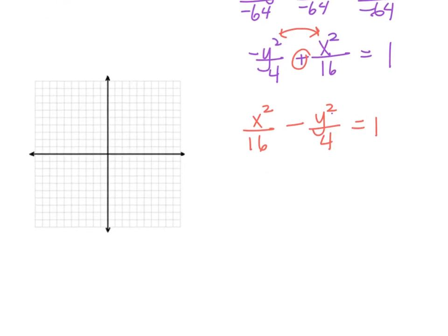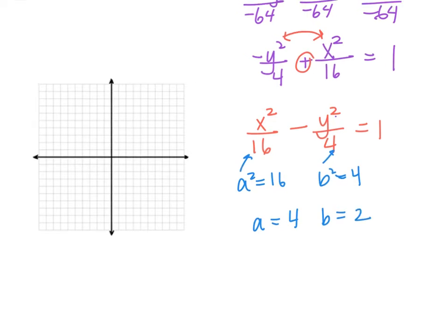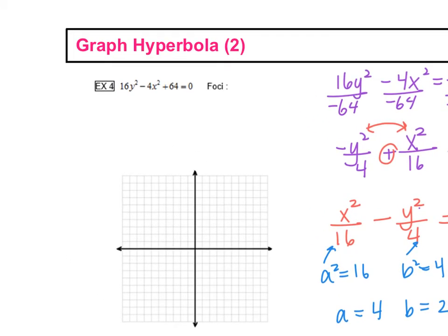All right, now that we have our equation set up in standard form, we can identify our a and our b. So a squared equals 16, b squared equals 4. Go ahead and square root both sides. a is equal to 4 and b is equal to 2. We're going to use the 4 and the 2 to find our foci over here. That's our equation, c squared equals a squared plus b squared.